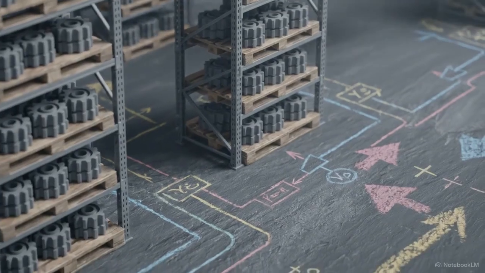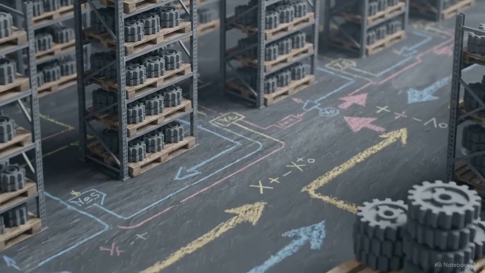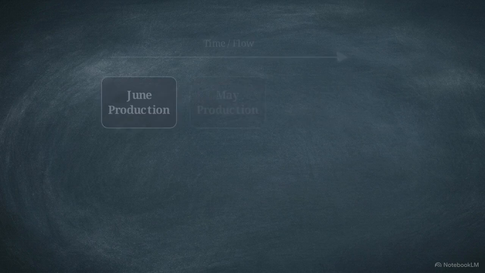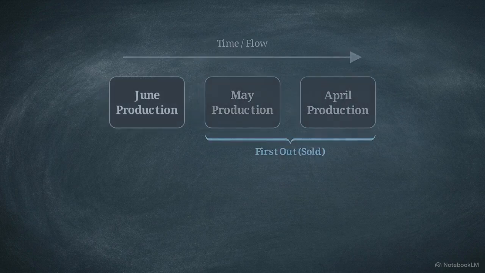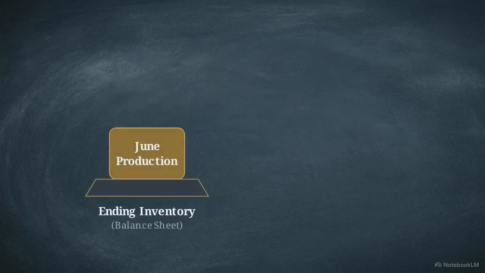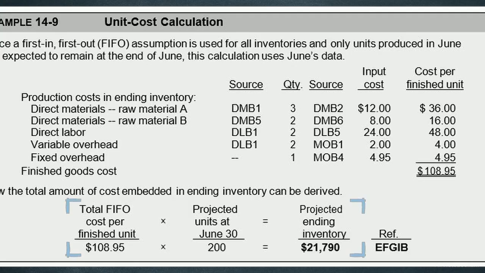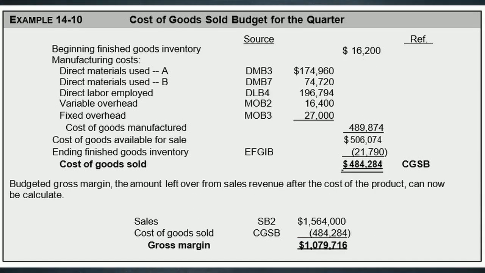We now pivot to the end of the production cycle, calculating the value of units that were manufactured but remain unsold. We apply a first-in, first-out assumption. This means the units remaining at the end of June are valued using June-specific production costs. This equation shows the total value of the ending inventory, calculated by multiplying the finished unit cost by the projected remaining units. 200 remaining units at $108.95 creates an ending inventory value of $21,790.